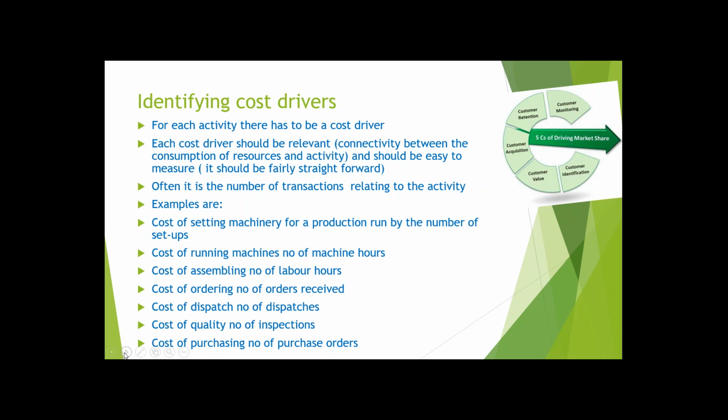So you can see the old machine hours are still used, but not for every cost, only for the machine running time. Labor hours are still used, but not for the entire operation, not to allocate the rent, but for the assembly, because assembly is something done by the laborer. Cost of ordering, the number of orders received, that's an activity and that's a cost driver. Then the cost of dispatches, the number of dispatches, is the cost driver.